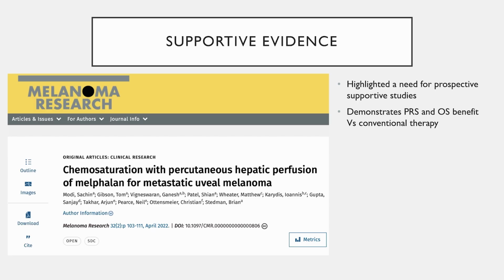This is the group in Southampton who are the biggest practice centre for chemosaturation. Dr. Modi is a friend of mine. So this is the paper they published, which does highlight progression-free survival. What that means is it's effective in keeping the disease under control, and overall survival benefit, which means that you have prolonged survival, even if you do have disease in the liver. So there is evidence to show that there is a benefit to this. The one thing this paper highlighted is that we do need more studies to support its use.